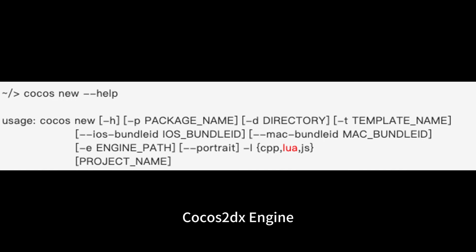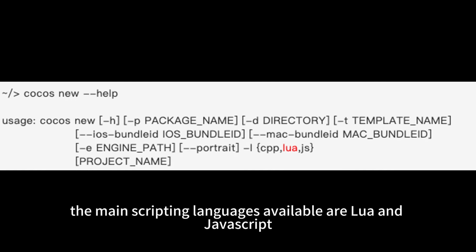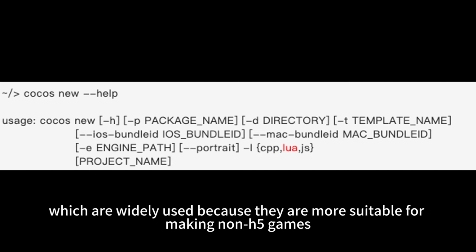Part 1. The use of Lua in mobile game scenarios. 1. Cocos2dx Engine. In Cocos2dx Engine, the main scripting languages available are Lua and JavaScript, which are widely used because they are more suitable for making non-H5 games.